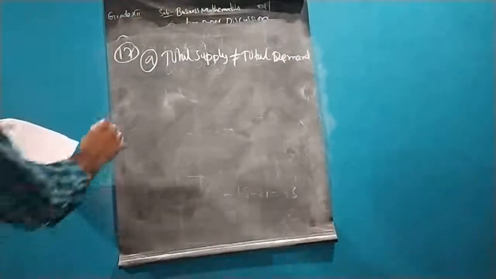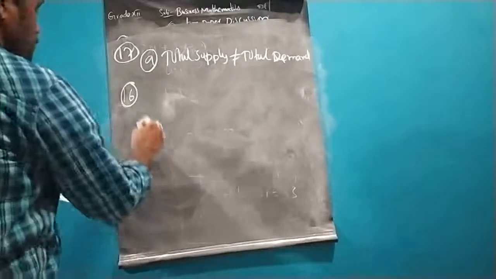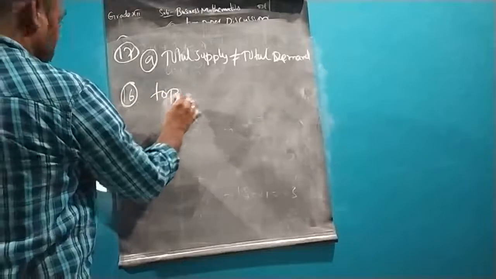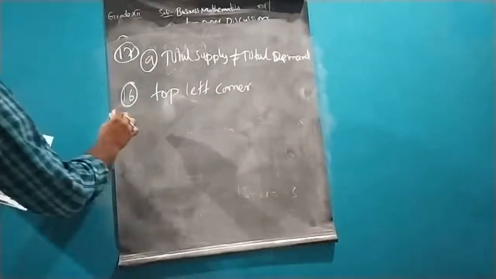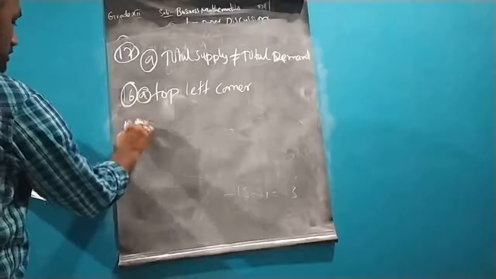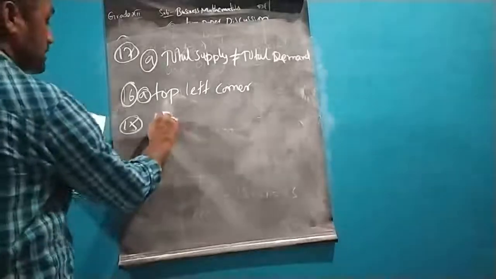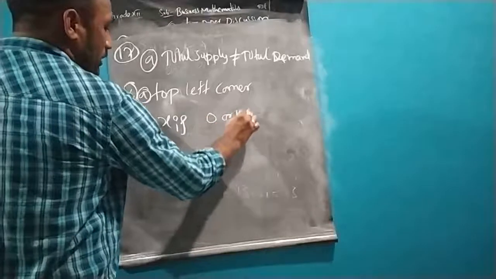Next, 16th question. North-west corner refers to the top left corner. North means top. West means left. Left corner. So it's a normal English word. So option A is correct here. Next, 15th question. In an assignment problem, the value of the decision variable xij may be 0 or 1.